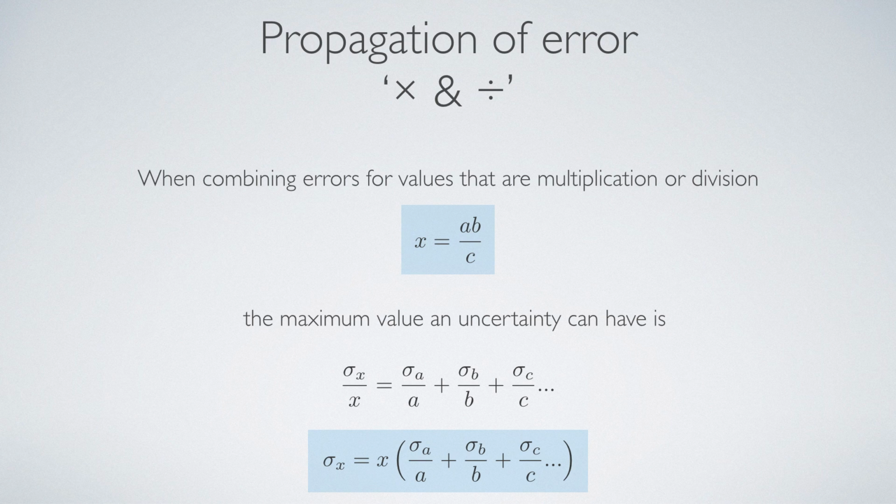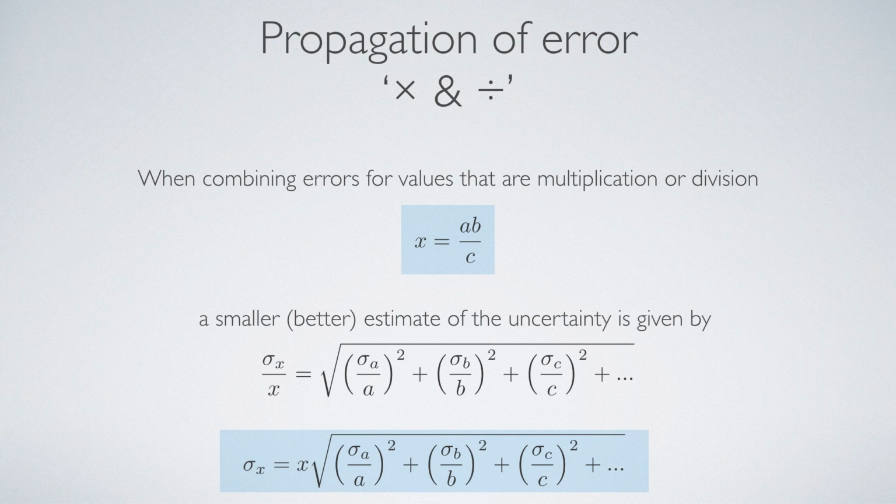In the case of calculations where I'm multiplying or dividing, I have a different equation that I need to use. Simply put, I can work out the fractional uncertainties of each of my values, sum these, and calculate my uncertainty in my calculated value accordingly. Just as before, this gives me my maximum value. It's the rough, quick estimate. A better way of calculating the uncertainty uses a similar approach, taking the squares of each of these values and then taking the square root of the total.